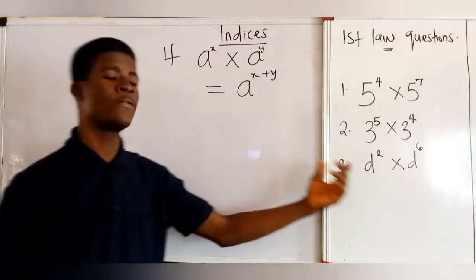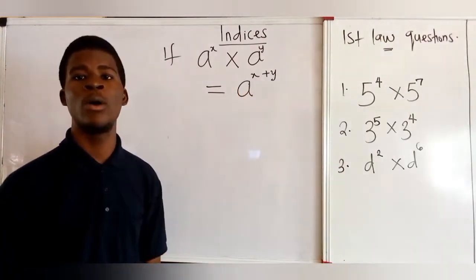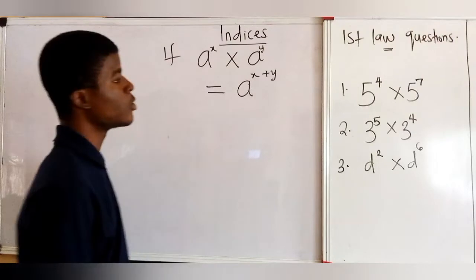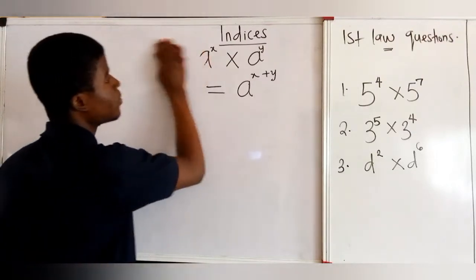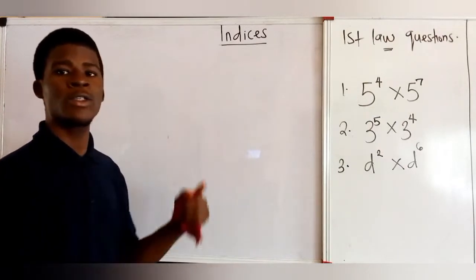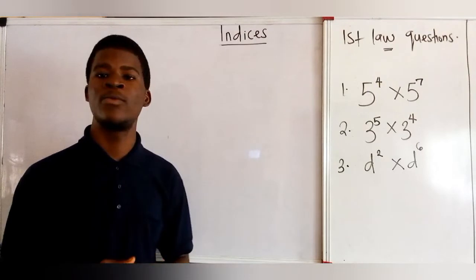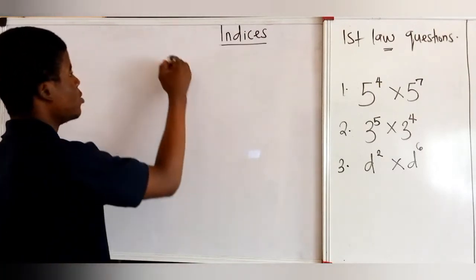We are going to solve these questions to buttress the point so that we know what the law talks about more. So the first question says 5 to the power of 4 times 5 to the power of 7. We are asked to simplify this. We are asked to simplify 5 raised to the power of 4 times 5 raised to the power of 7. So how do I do this?